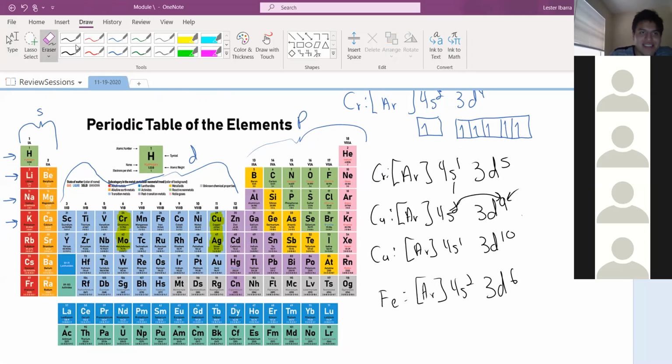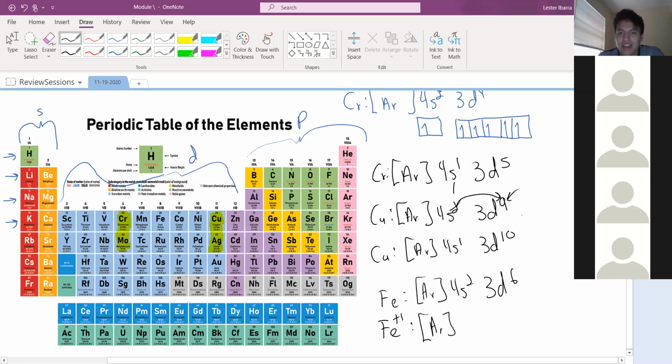Let's imagine this one doesn't exist because iron only has a +2 or a +3 charge, but for the sake of understanding, let's imagine we have a +1 charge. So we would take away one electron, and again, it would be the one from the highest energy level. So we would end up with argon 4s1, 3d6. Oh, okay. Thank you. No problem.